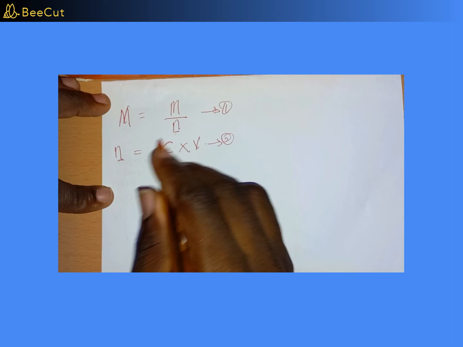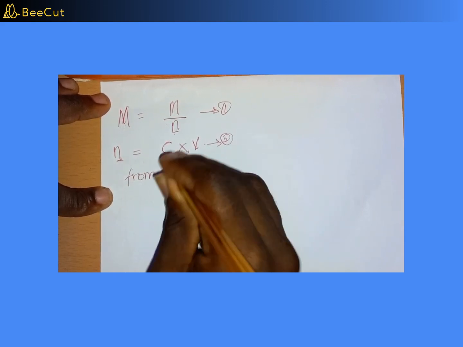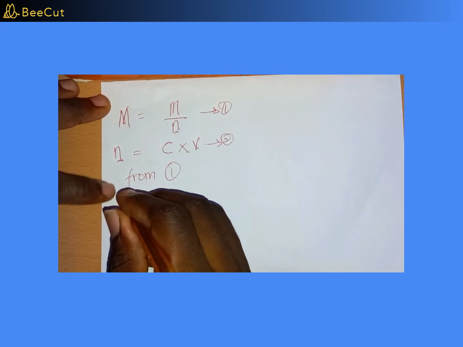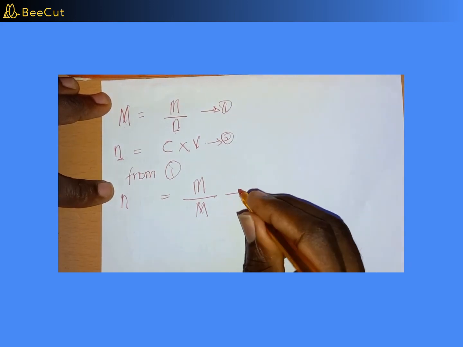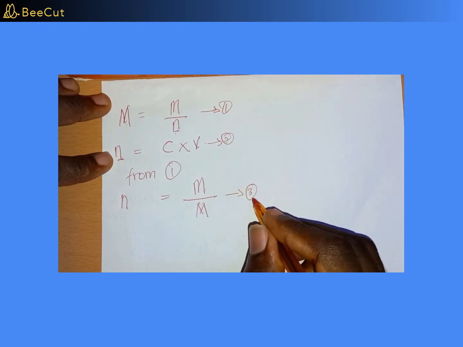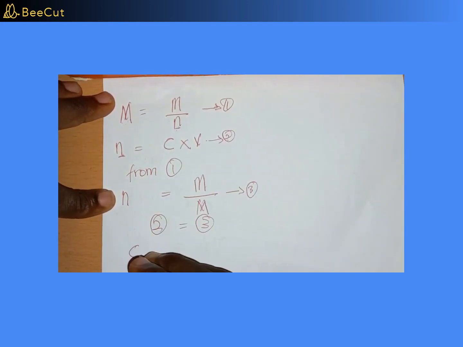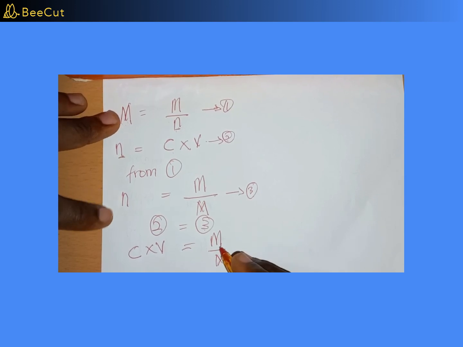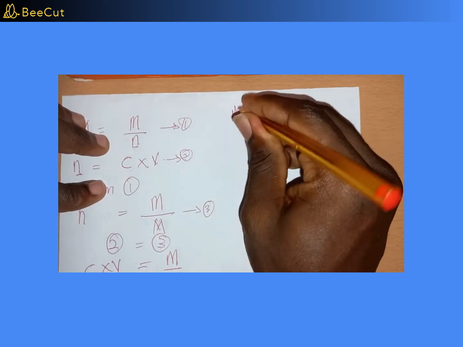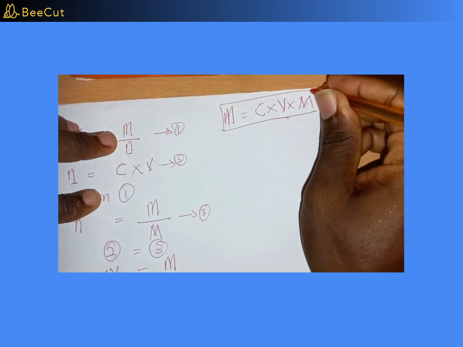So it means that when I make N the subject, in this example, you realize that from equation 1, I can make N the subject. So realize that N will be equal to small m over big M. So now we have equation 3. So you realize that 2 and 3 are equal. So I can say that 2 is equal to 3. So I'll have C times V. So equation 2, C times V, is equal to what? 3, which is what? m over M. So making m the subject, I'll have m is equal to concentration times what? Volume times M.